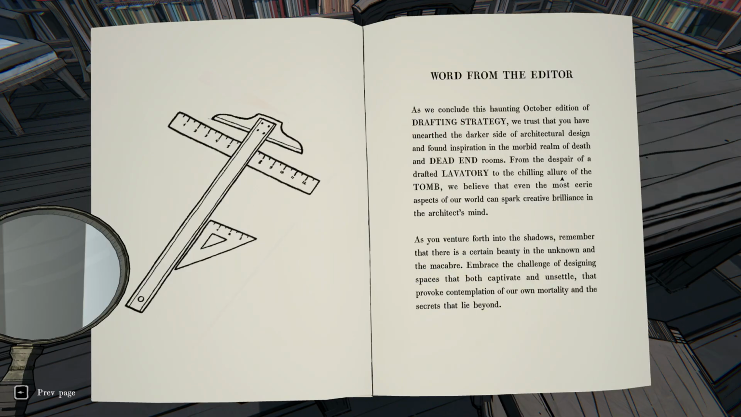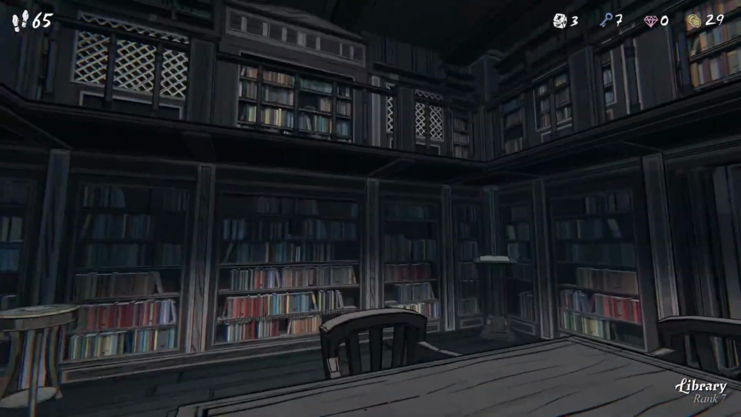Word from the editor. As we conclude this haunting October edition of Drafting Strategy, we trust that you have unearthed the darker side of architectural design and found inspiration in the morbid realm of death and dead-end rooms. From the despair of a drafted lavatory to the chilling allure of the tomb, we believe that even the most eerie aspects of our world can spark creative brilliance in the architect's mind. As you venture forth into the shadows, remember that there is a certain beauty in the unknown and the macabre. Embrace the challenge of designing spaces that both captivate and unsettle, that provoke contemplation of our own mortality and the secrets that lie beyond.